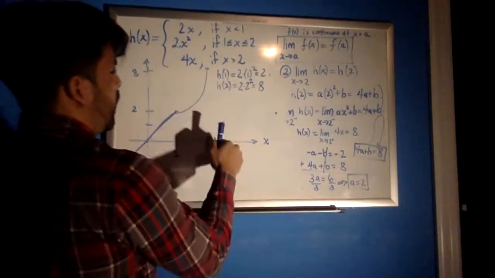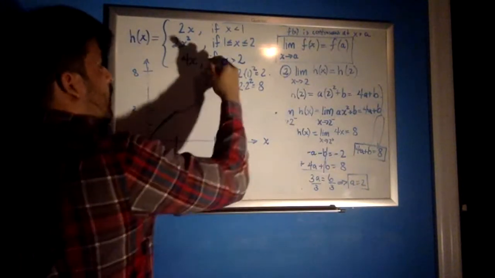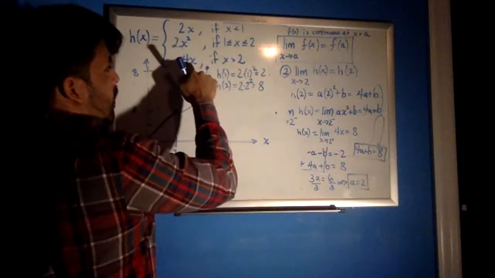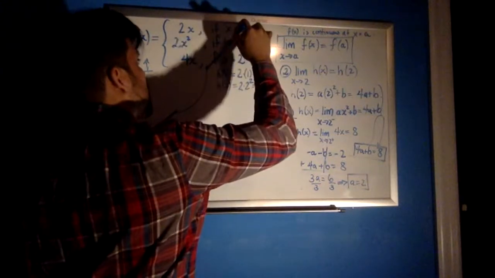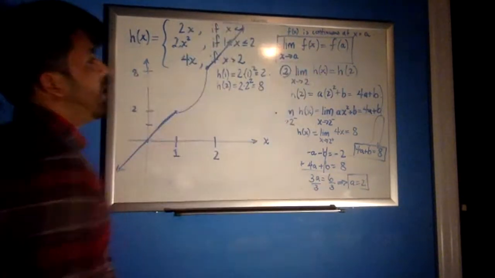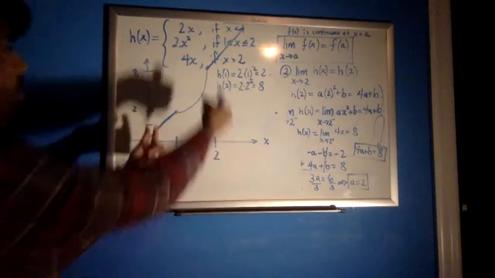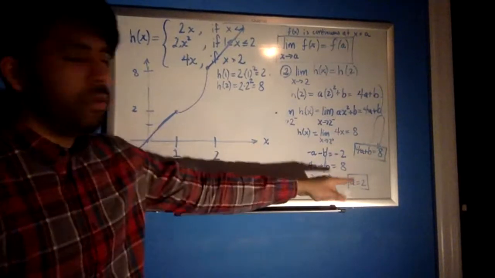And then from 2 onward, I have 4x. What happens at 2? 4 times 2 is 8. So I'm here, and I move up. But this is a rough sketch of this piecewise function. Now all the pieces are connected. And that's only possible if a equals 2 and b equals 0.